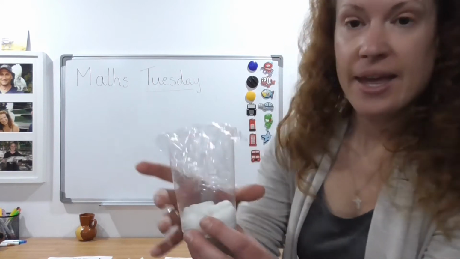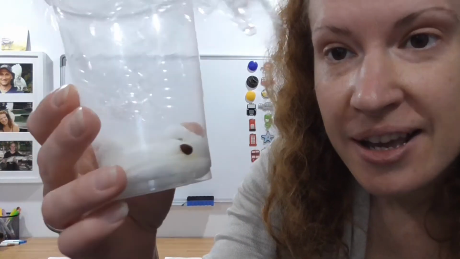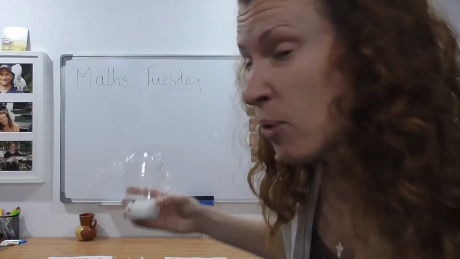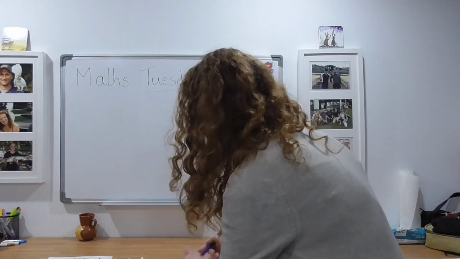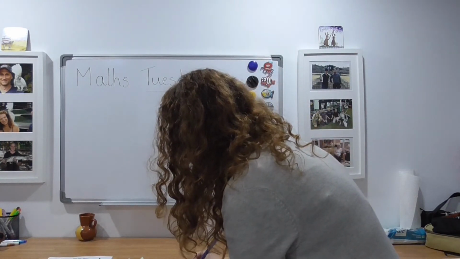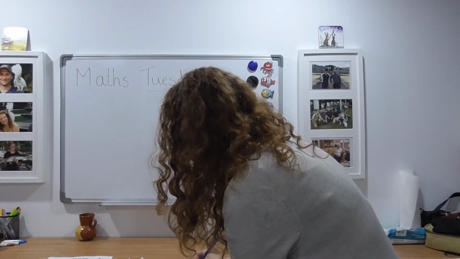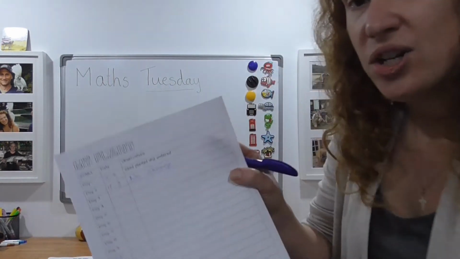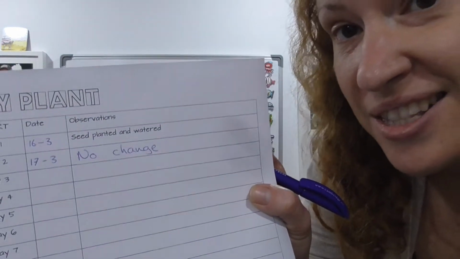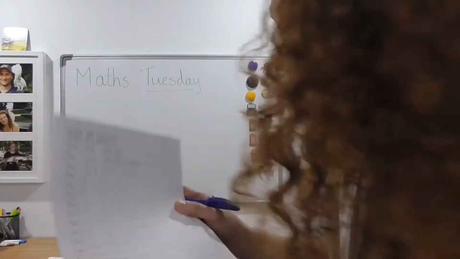Today is Maths Tuesday, but before we begin, let's check our plants from yesterday. So, here's my plant, and as you can see, not much has happened. So I'm going to write on my observation sheet, no change, meaning that nothing has started to happen just yet.